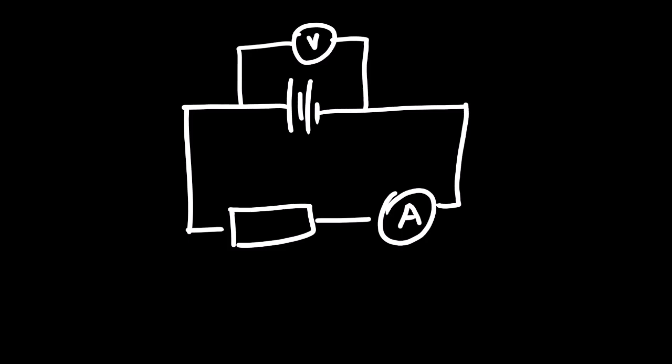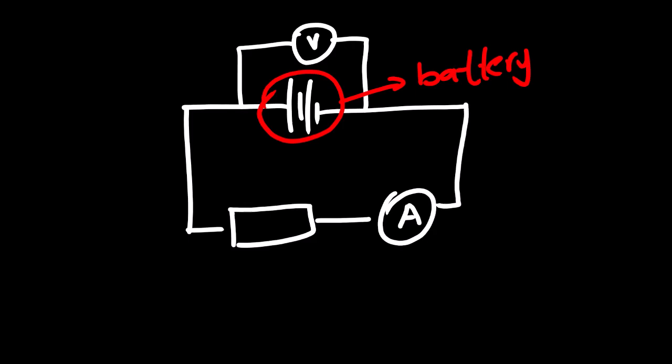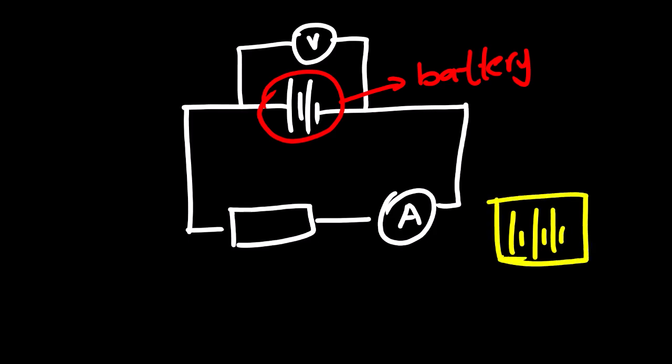We have different types of symbols that we use when we draw electric circuits. Now this represents our battery. A battery consists of cells, so we know that this represents one cell. Then if we have more than one cell, we actually have a battery. So this symbol represents a battery.